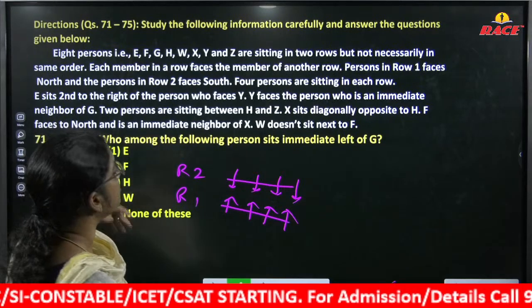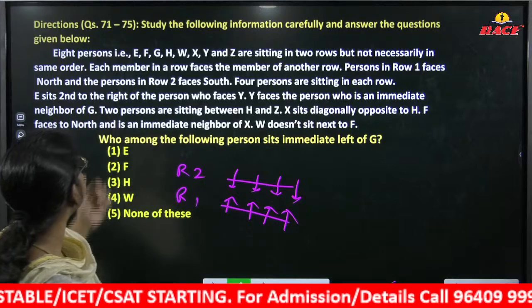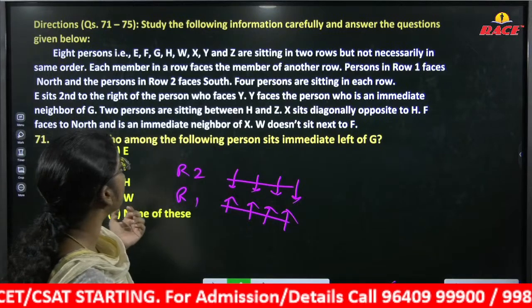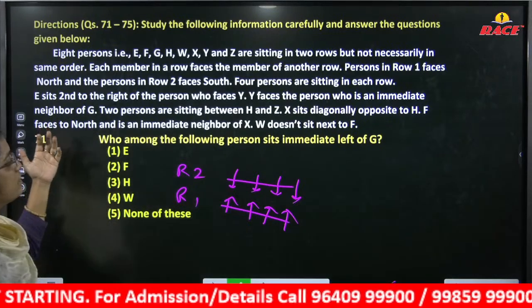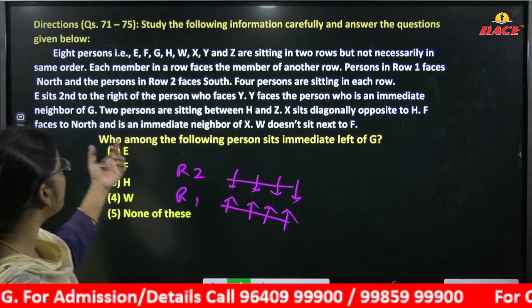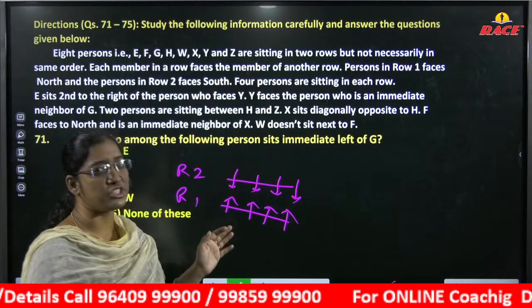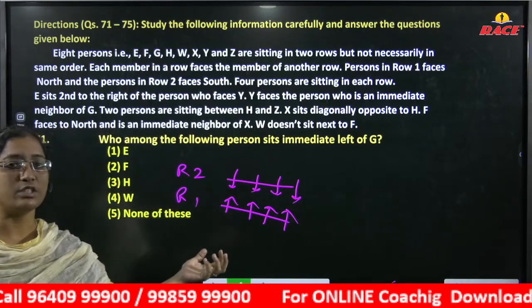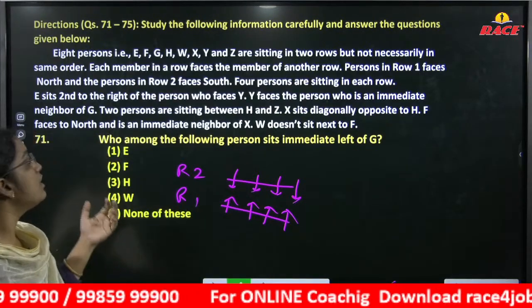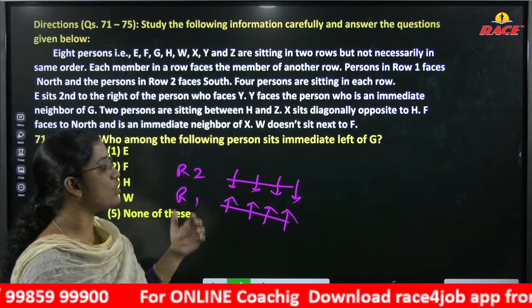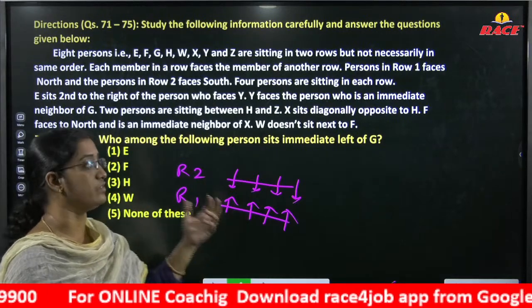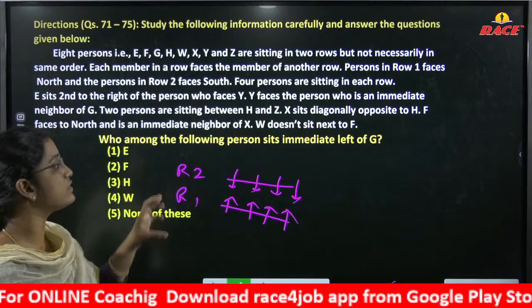Okay, then E sits second to the right of the person who faces Y. Here the information is that E sits second to the right of the person who faces Y. But we don't know whether Y is in the first row or the second row. That means we are getting two possibilities to place Y's position.